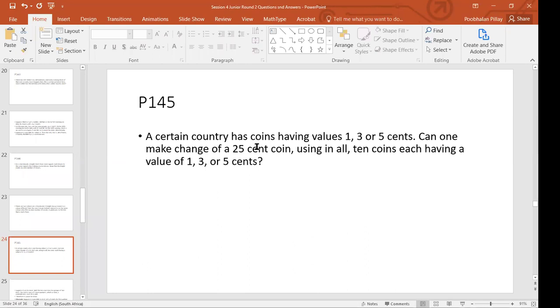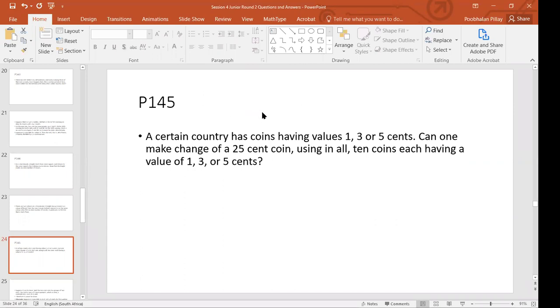So let's go back to this. You've got coins having values 1, 3, and 5. Can one make change of a 25-cent coin using in all 10 coins, each having the value 1, 3, or 5? So you want to use 10 coins, and the values of the coins are 1, 3, or 5. Can you get some combination of 10 coins with these numbers to get 25 altogether?